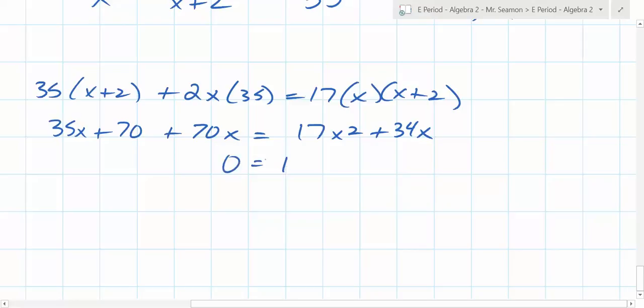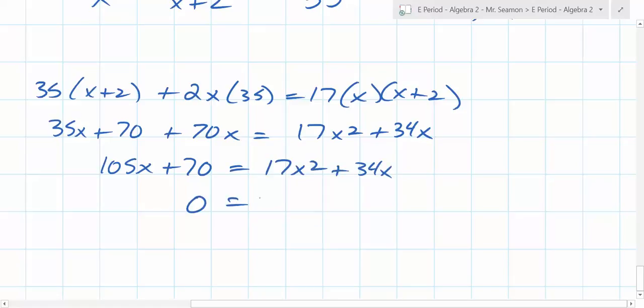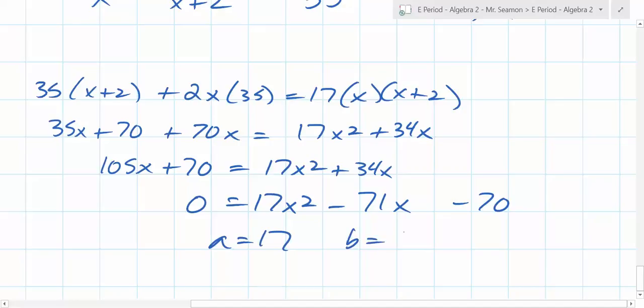So you end up with 0 equals 17x squared. What do you have here? Well, I'll clean it up a little bit first. What do you get? 105x plus 70 equals 17x squared plus 34x. So 0 equals 17x squared minus what x? Minus 71. Is it 71? Yep. So in this case, what's A? 17. B? Negative 71. And C?